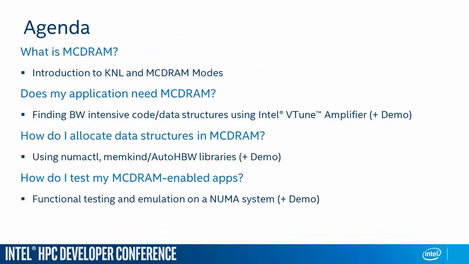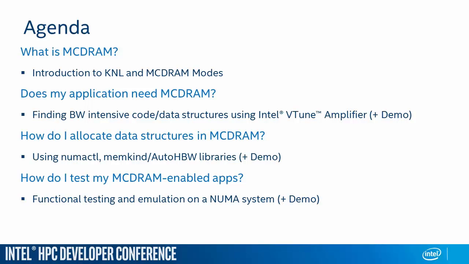Okay, so what is MCD RAM? MCD RAM is this on-package memory for KNL, and we'll go through an image of the die soon. You'll see how it's laid out. We've placed this stacked DRAM into the package, and it's quite fast. It's about 5 times more bandwidth than DDR on the same system. The latency difference is fairly similar, and we'll talk about some of those latency issues in a bit. We'll also talk about finding your data structures using VTune, how to allocate them, and how to test.